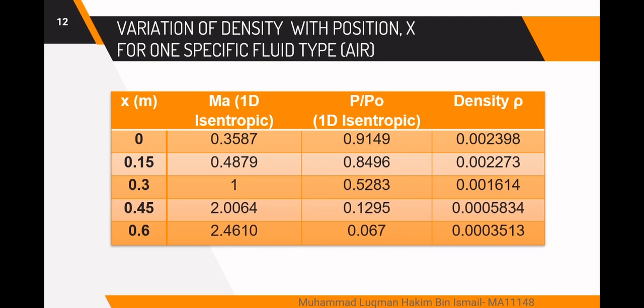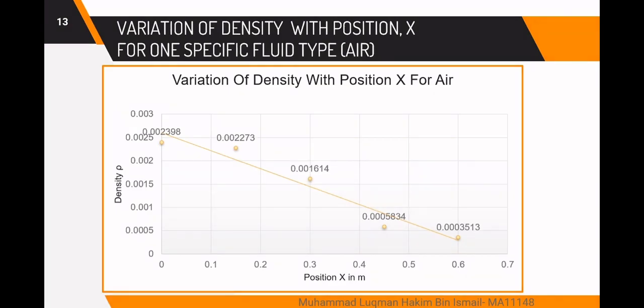From this table, we have chosen 5 different points, which are 0 as the initial point, 0.15, 0.3 which is at the throat, 0.45 and 0.6 which is at the outlet. This is the density tabulated in the table. And then we have plotted a graph of variation of density with position X for air.